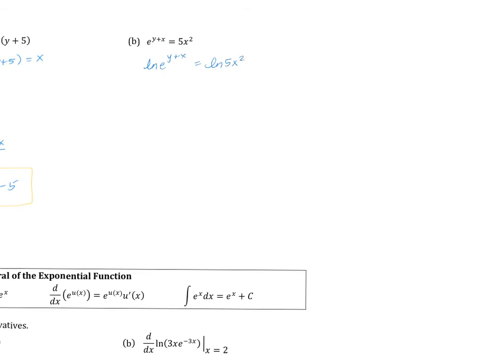So when I take the natural log on both sides, hopefully you can see that here the natural log of e will cancel. So I have y plus x is equal to the natural log of 5x squared. And then I just have to subtract x from both sides. I'm going to put the minus x in the front so there's no confusion about what the argument of the log is. But it's not necessary. You could have done it on the other side. And that's it. We've solved for y.